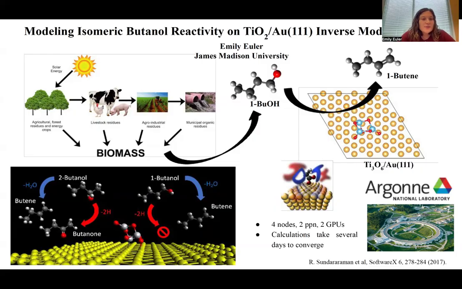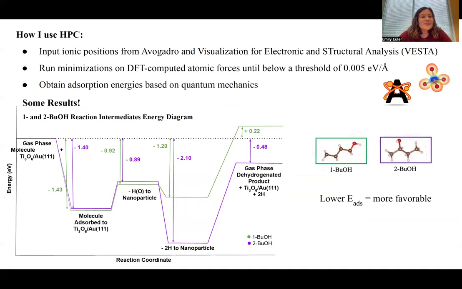I use 4 nodes for my calculations with 2 processes per node and 2 GPUs, and my calculations take several days to converge. Essentially how I use high performance computing is I input ionic positions that I configure from molecule visualization and editing software like Avogadro and Vesta. And I put them into the supercomputers, and then I run minimizations on the DFT computed atomic forces until they're below a threshold of 0.005 electron volts per angstrom.